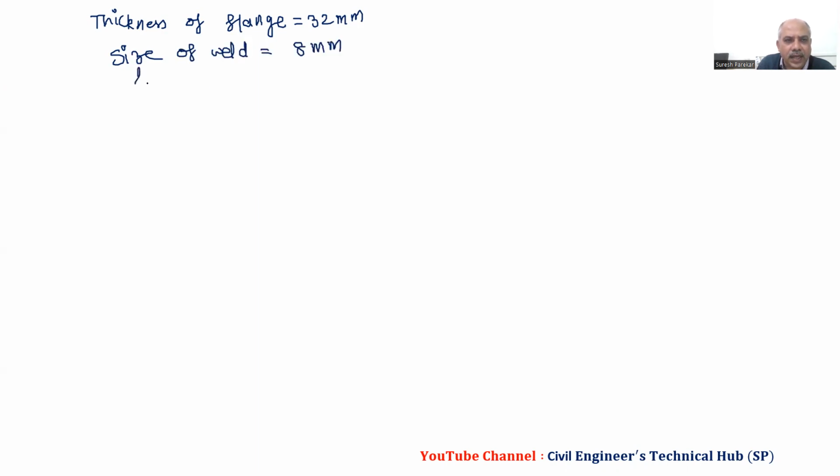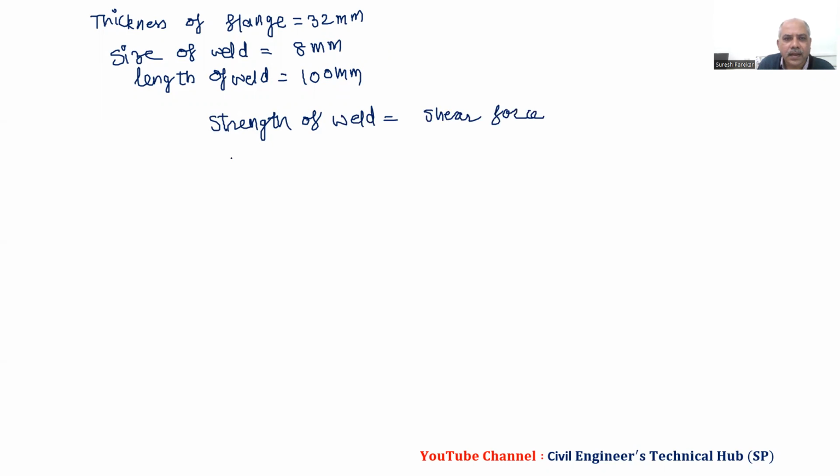Now, we will consider the thickness of weld based on the thickness of flange, that is the thicker part. Thickness of flange, we have 32 millimeters. Therefore, let us consider the size of weld 8 millimeters. So size of weld equal to 8 millimeter, and we will also assume length of weld 100 millimeter. And now we have strength of weld equal to shear force. Now strength of weld we have Fu upon root 3 gamma mw into area of weld. And here we have tau r into pitch of weld.